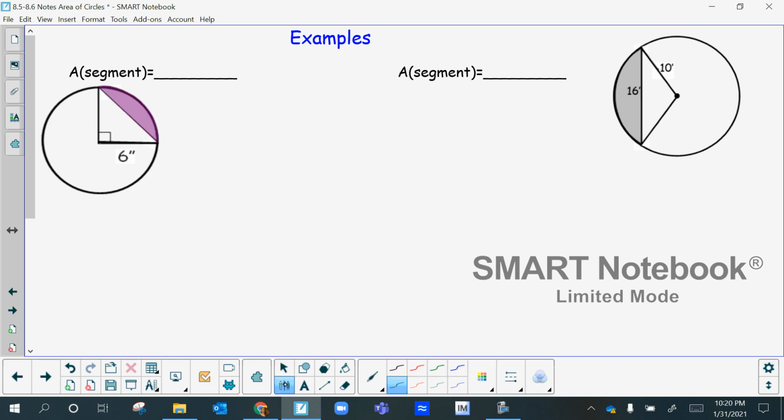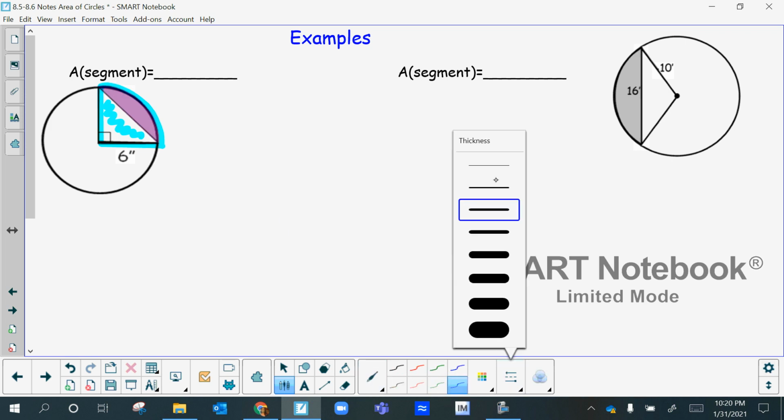So remember, I had got my highlighter a second ago, and I highlighted the area of the sector. So I want to find the area of that whole entire sector. And then what I want to do is subtract the area of that triangle right there. I need to get rid of that. So let's write out the formula first.